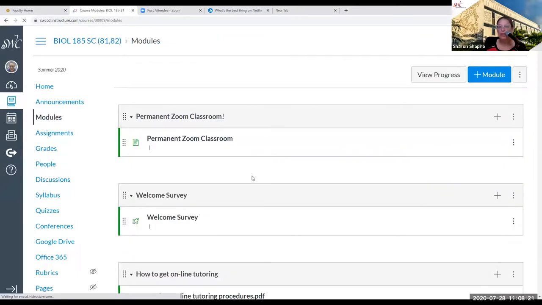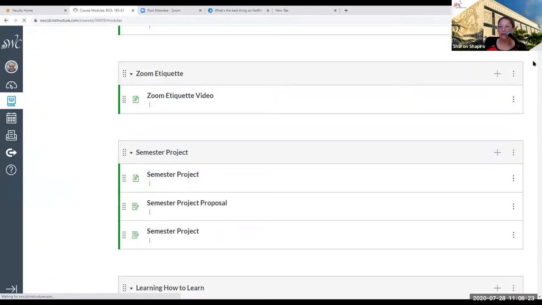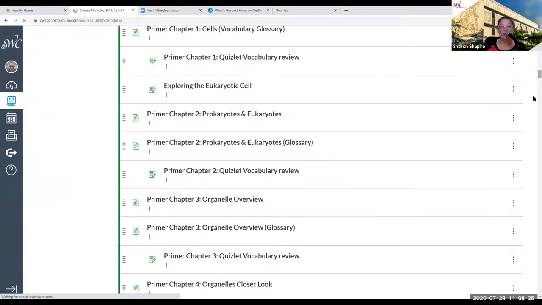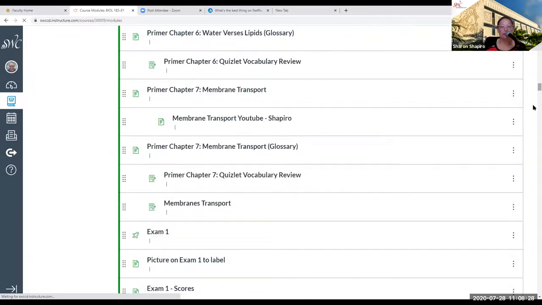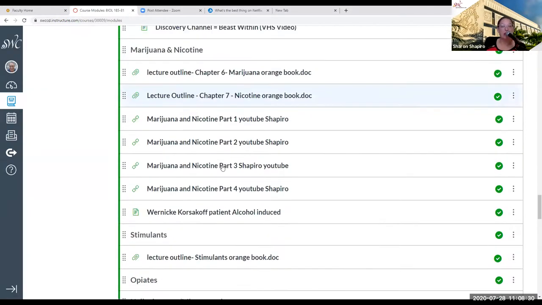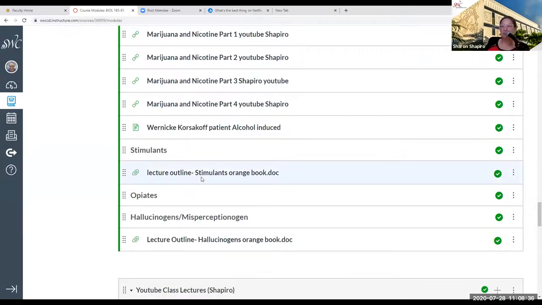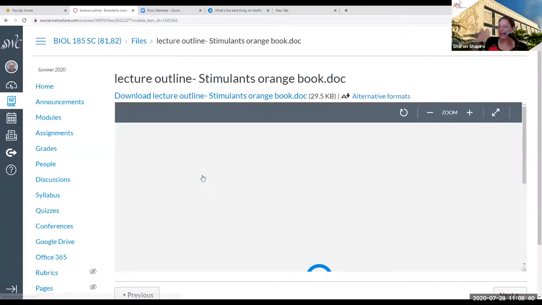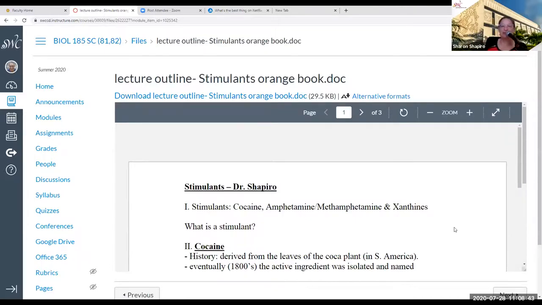And I've got a lecture outline for alcohol, a lecture outline for nicotine, a lecture outline for marijuana. Even though I combined them into combined talks, I still provided you the marijuana outline and the nicotine outline. And I checked at the break, because it's been a long time, they didn't have the outline out. It's here. This is the outline for stimulants.